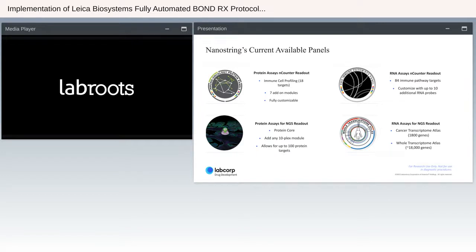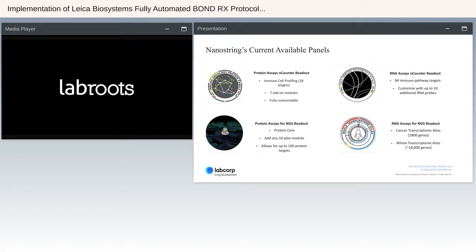And the two newer assays that have been developed are on the bottom. These are for the NGS readout, which is an Illumina-based sequencing. So there's the protein core, and there's an additional 10-plex module that can be added on. So this can do up to 100 protein targets and get an NGS readout from those. Again, the modules are flexible and allow for customization and really increase the complexity of the protein assays that you can run.